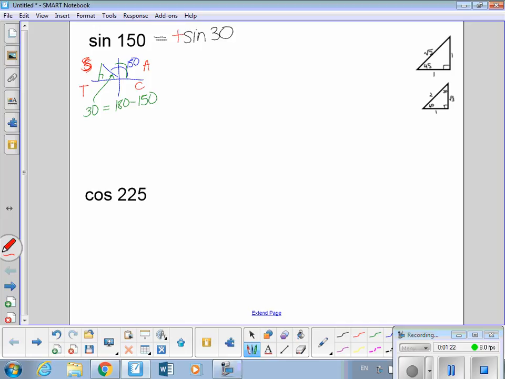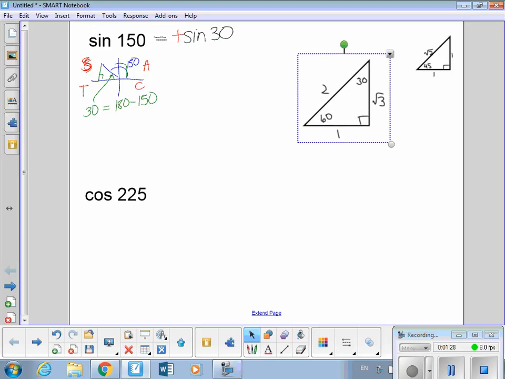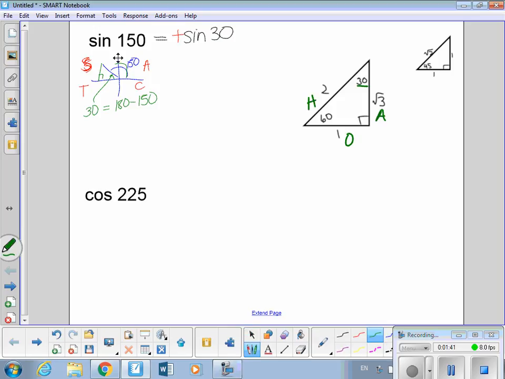Then what I do is reproduce the triangle. Remember, we started with an equilateral triangle, cut it in half, and used the Pythagorean theorem to get it. So for sine of 30, here's 30 here, so this is opposite, here's adjacent and hypotenuse. Sine is opposite over hypotenuse, so my answer is positive 1/2.